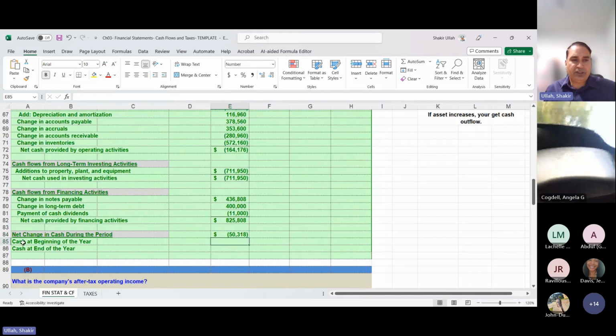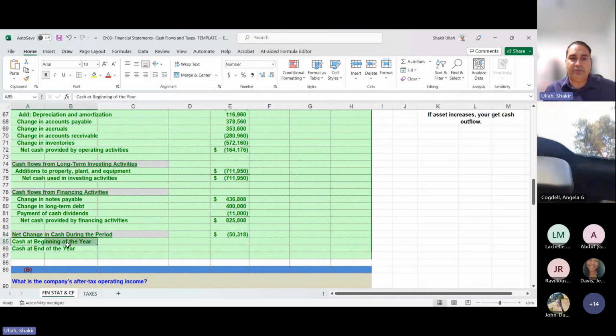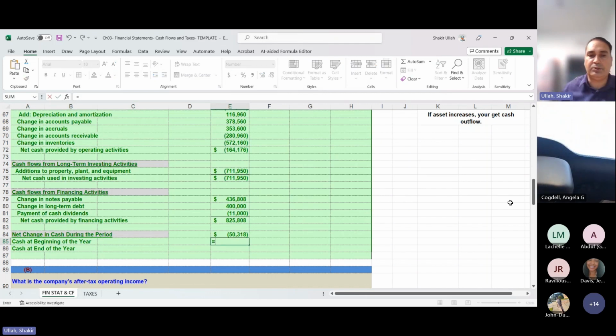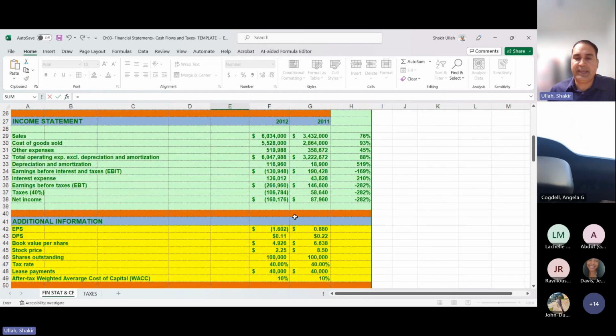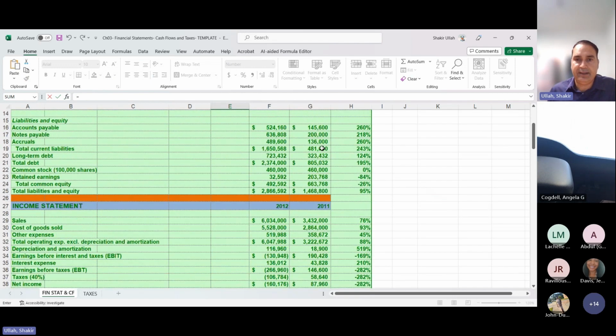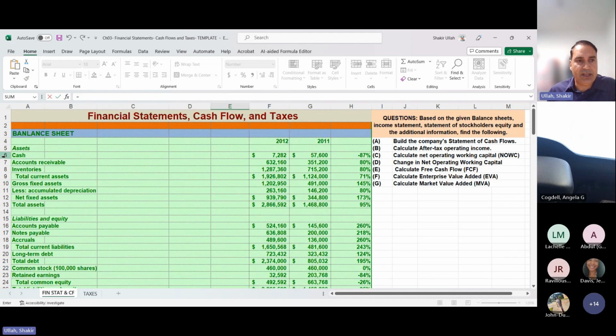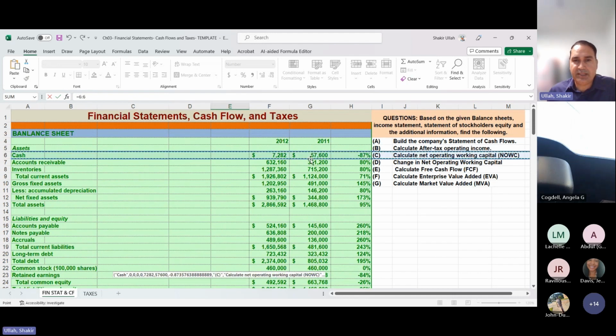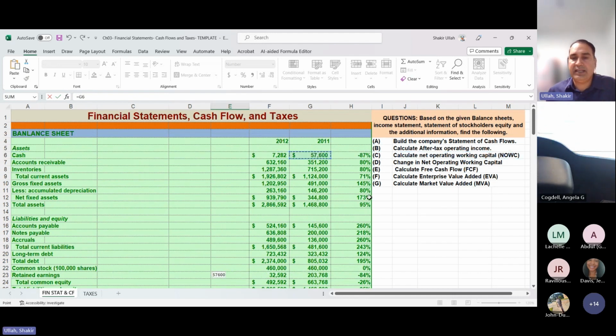Now we take the cash at the beginning of the year. The cash at the beginning of the year should be equal to the cash balance of the last year. It should be equal to the cash of 2011. And what is that? That is right here. Row number 6, cash of 2011 is 57,600.